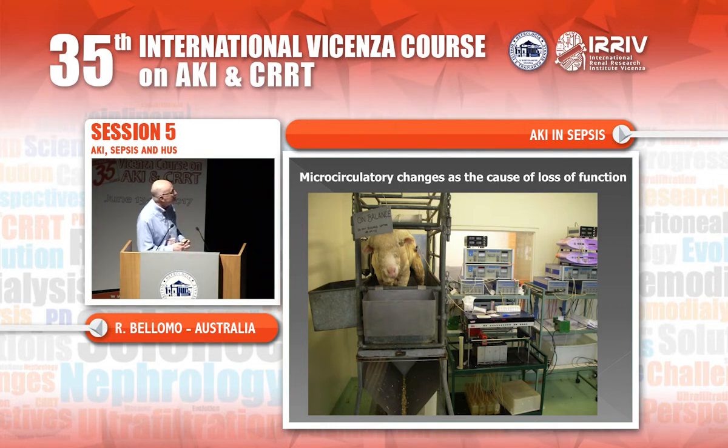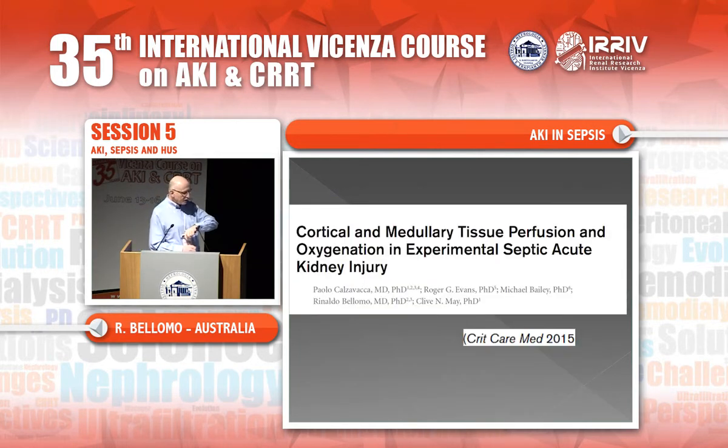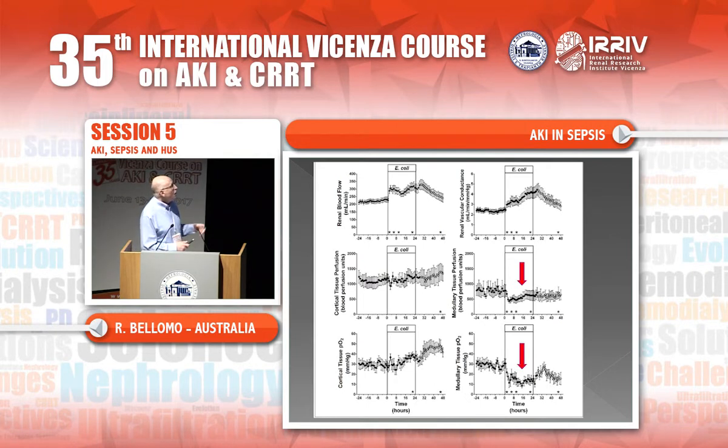So we go back to the animals this time, and we get a little bit more invasive, and we insert probes into the cortex and the medulla to look at laser Doppler flowmetry-derived perfusion indices in the cortex and the medulla, as well as measuring oxygenation in the cortex and the medulla. So now we don't just have the renal blood flow, which of course goes up, and the renal vascular conductance, which goes up, but we got the ability to look at regional perfusion, measurements of renal perfusion, and local renal oxygenation.